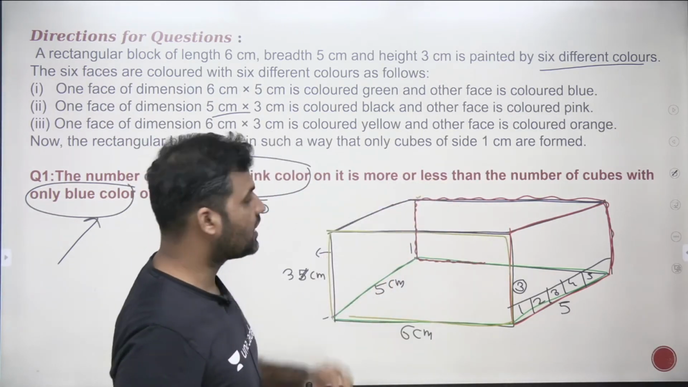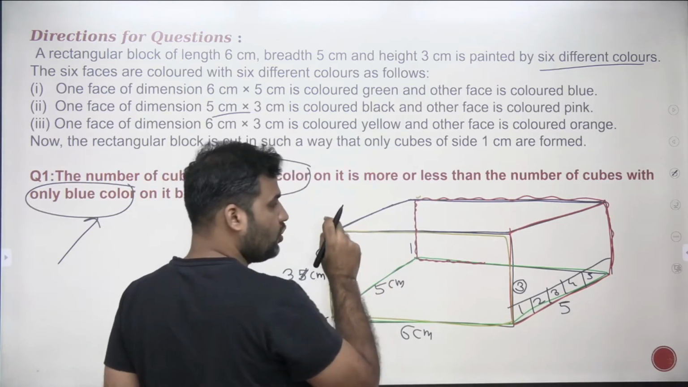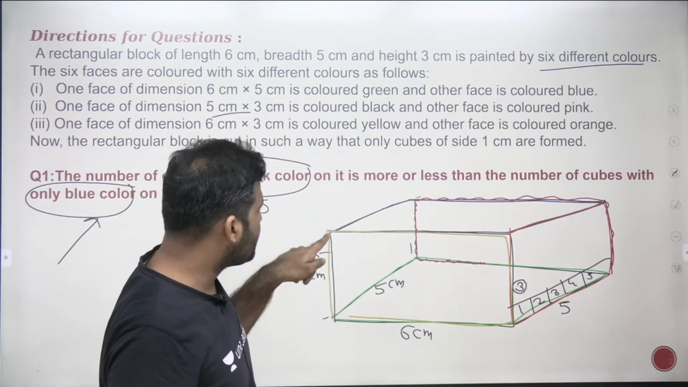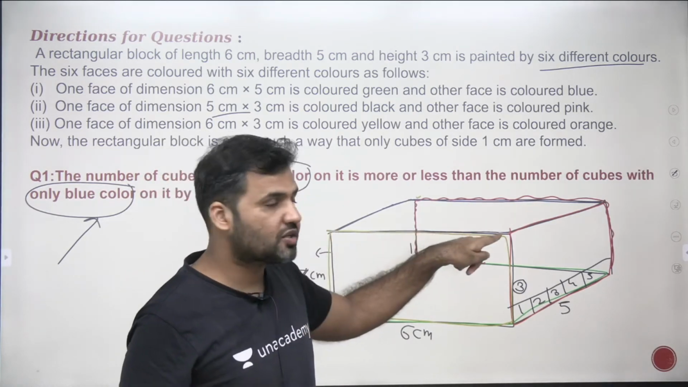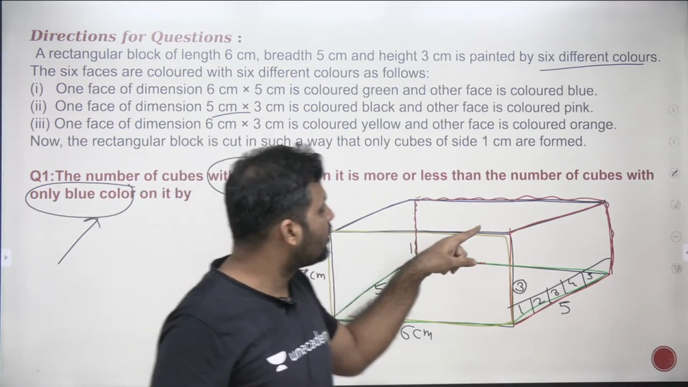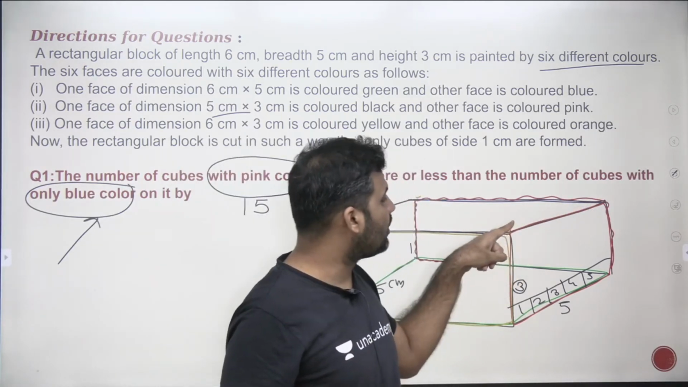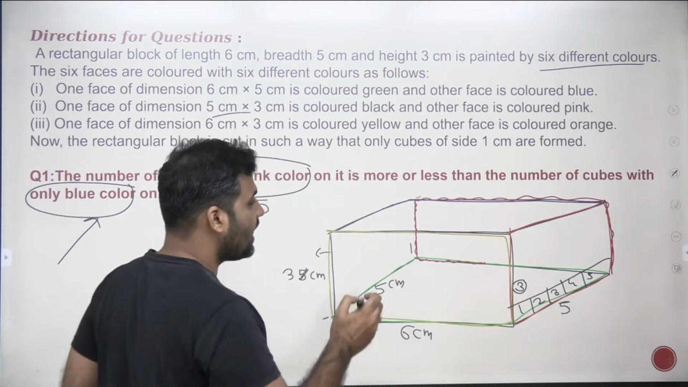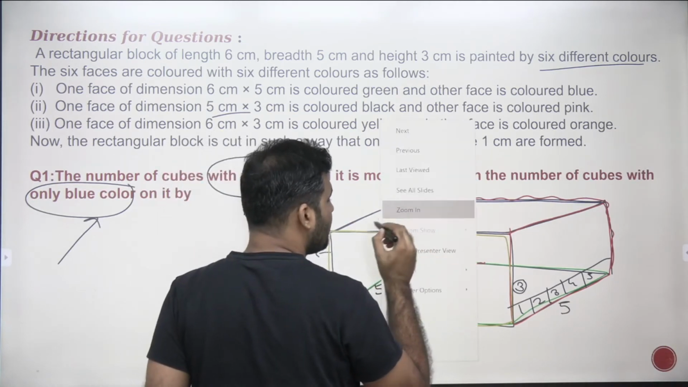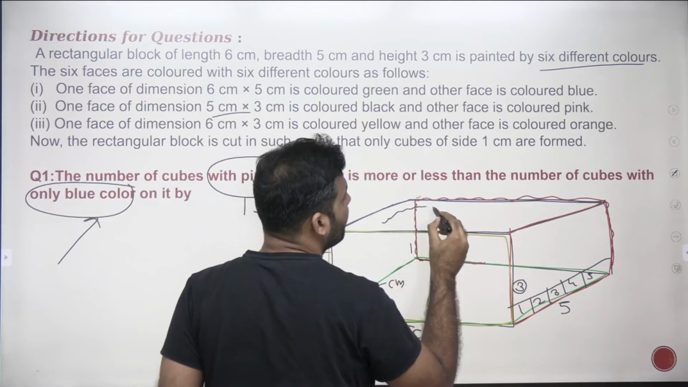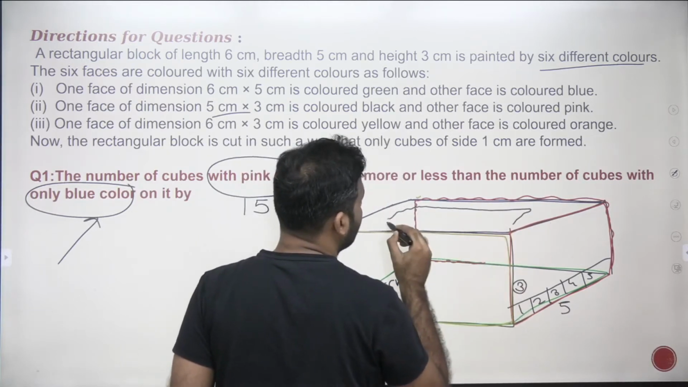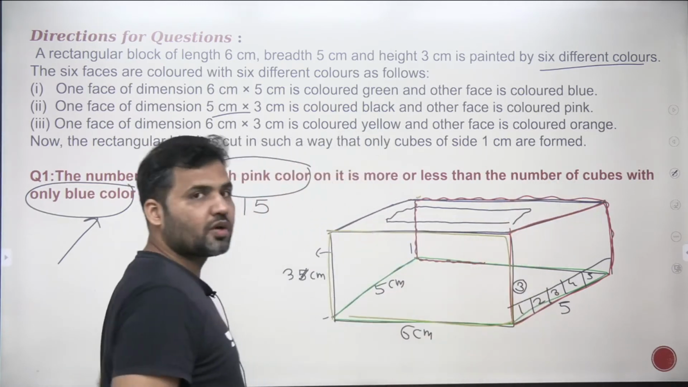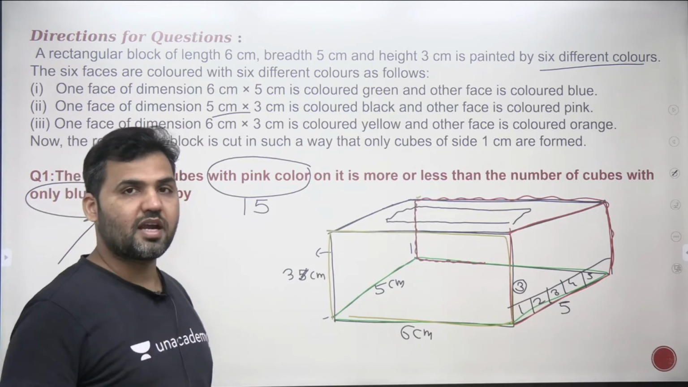But the thing that you need to take care of is that the cubes which will be coming from the edge will not have only blue color. They will also have, you see that, the cubes coming from this edge will also have yellow color on it. The cubes coming from this edge will also have pink color on it. I need the cubes with only blue color. So if I'm looking for the cubes with blue color, those cubes can only be taken from this particular part. You see that 6 into 5 is the total face, but the edge and corner cubes will not have only blue. There will be additional color also.